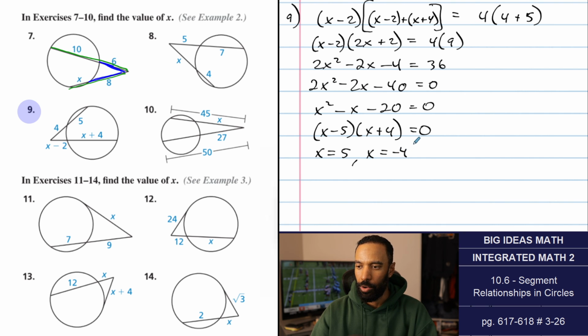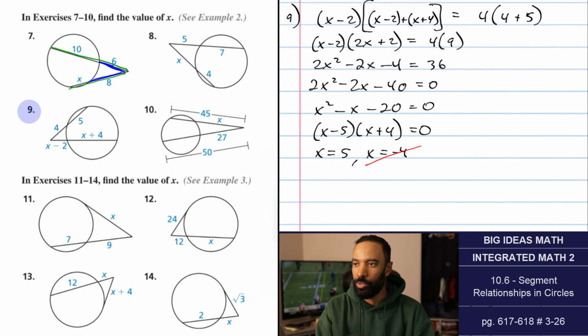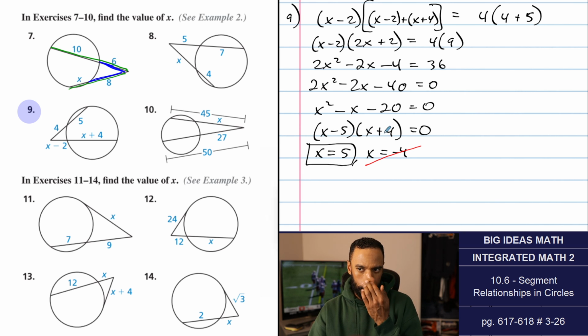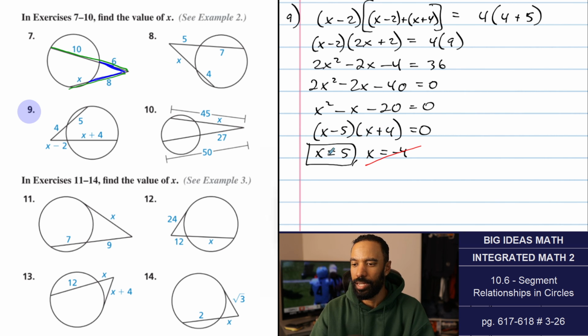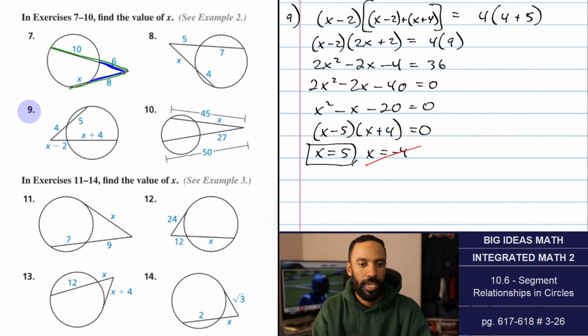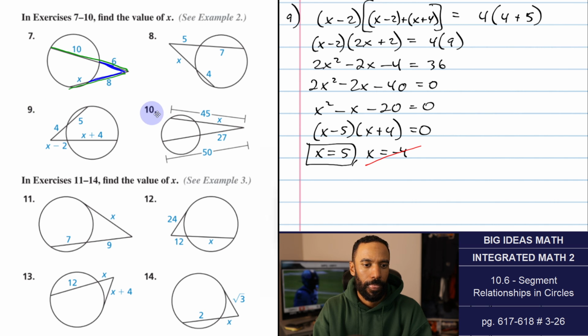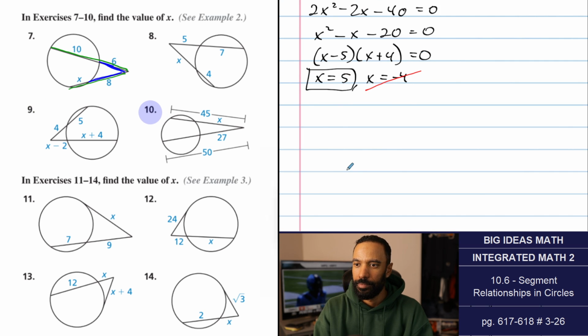Negative 4 will not work here. We would get lengths of negative 6 and 0, and we can't have those, so negative 4 does not apply. So x equals 5 will be the only answer here. The lecture portions didn't really seem to dive into this many quadratics. The one that it did was quadratic formula, so interesting that they throw a lot into there. So they're not super quick problems with quadratics.